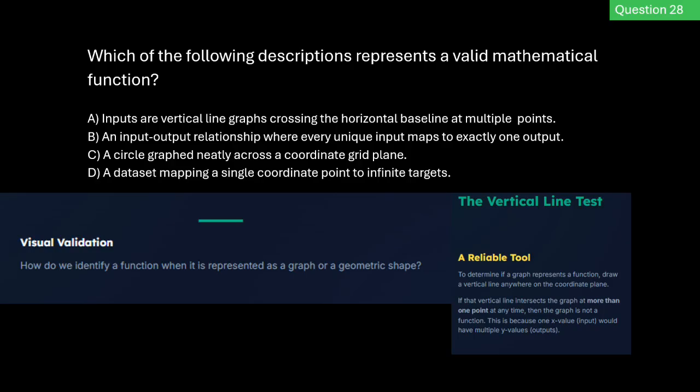But what if we are not looking at a raw data set? How do we identify a function when it's represented visually as a graph or geometric shape? We use a highly reliable tool called the vertical line test. To test a graph, imagine drawing a vertical line anywhere across the coordinate plane. If the vertical line intersects the graph at more than one point at any time, then the graph fails. Why? Because that single x value input is trying to claim multiple output values simultaneously.